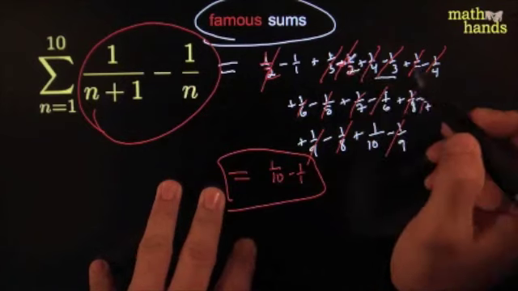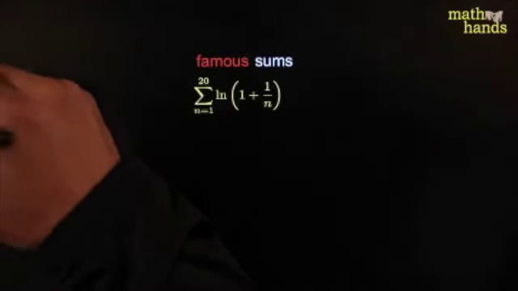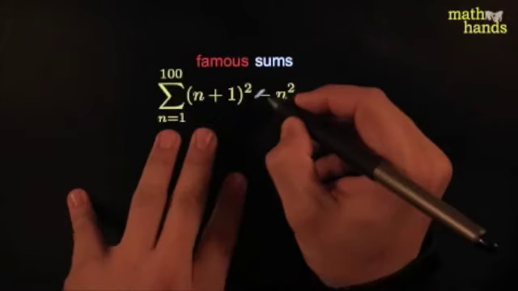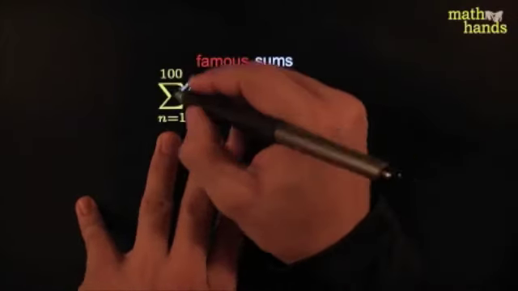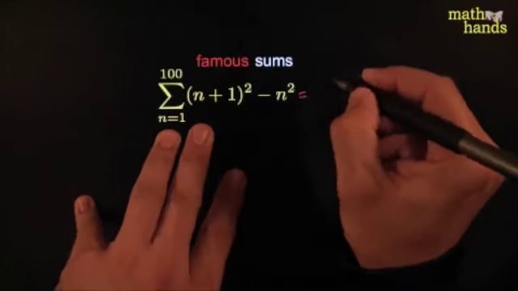Sometimes they look like this, like fractions that collapse. And sometimes they don't look like fractions. Sometimes they look a little bit more strange. Maybe like this one. Maybe they look like squares. Let's check this one out. This one, I'm going all the way from 1 to 100.